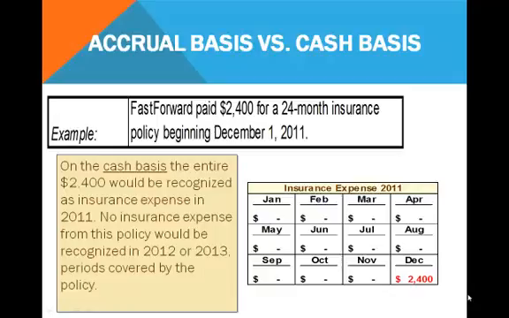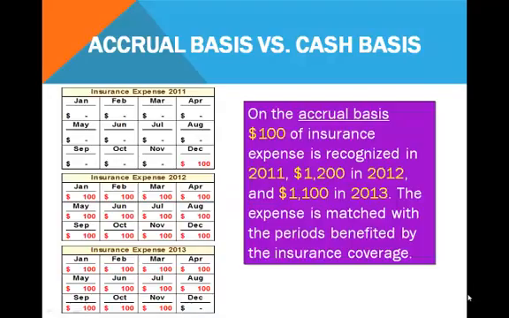Remember, they're buying it on December 1 of 1 year. That means it's going to cover that month, the 12 months of the following year, and 11 months in 2013. Let's look at how this type of transaction is handled on an accrual basis accounting system.